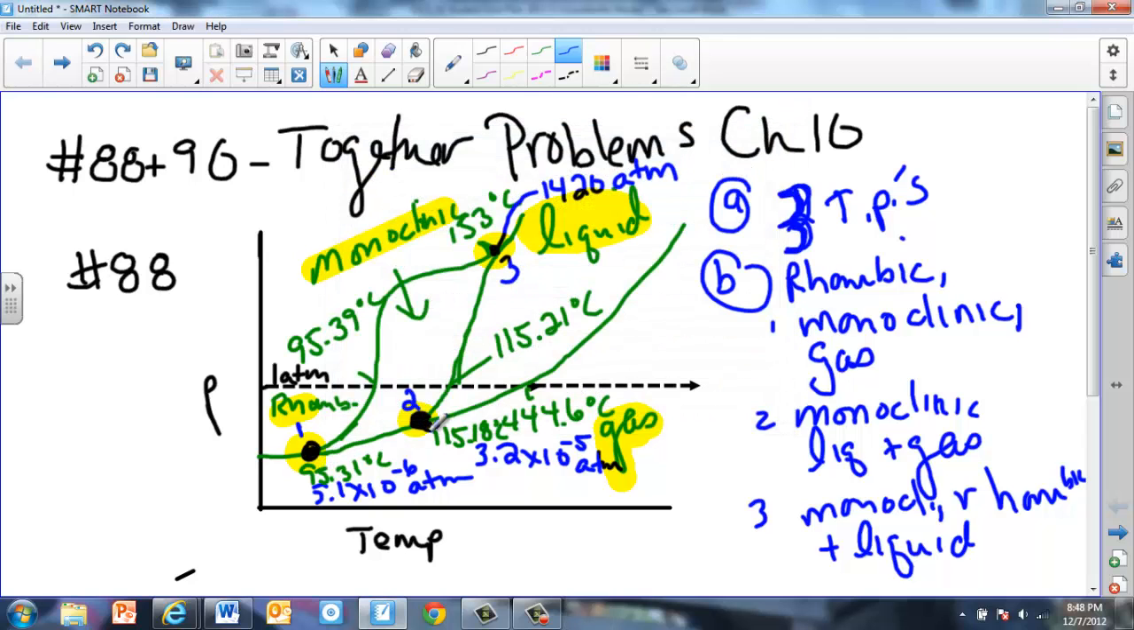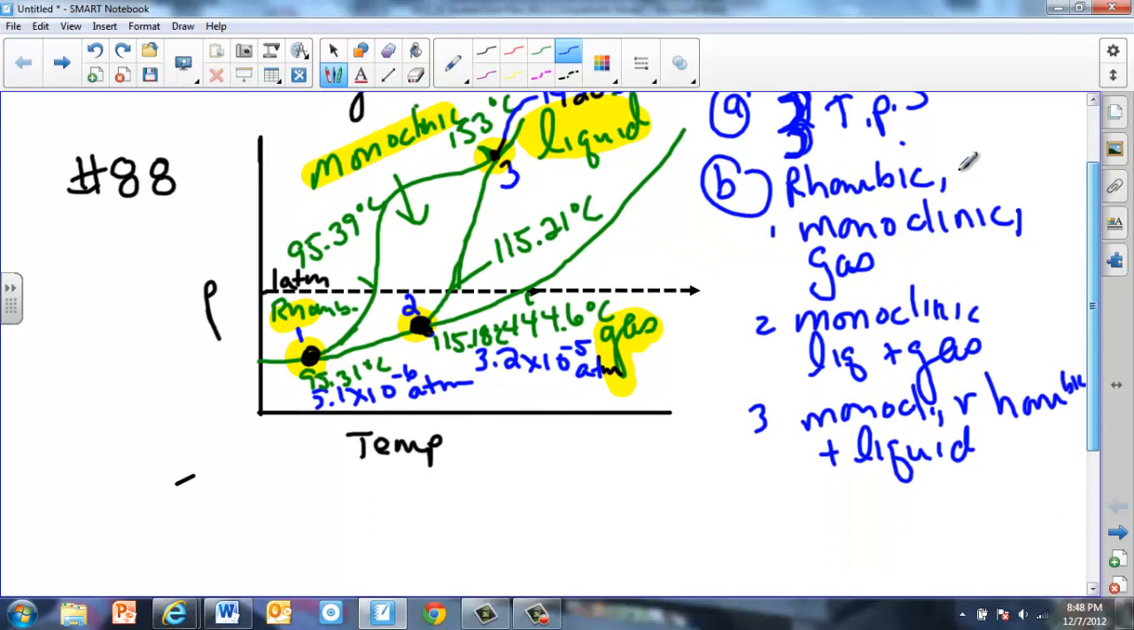This is 95.31 degrees Celsius. This is 115.18. So it's got to be in the middle here. And it doesn't matter where because all it's asking us is what phase is present. So for letter C, on this one, it's going to be the monoclinic phase that is stable, just by reading the graph. And then letter D, what are the normal melting point and the normal boiling point of sulfur?